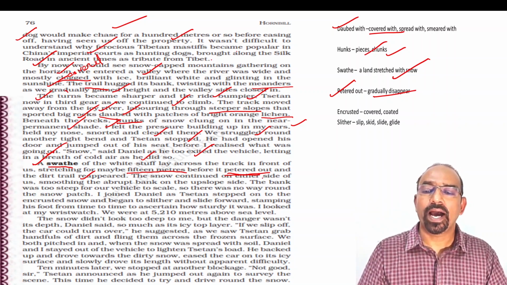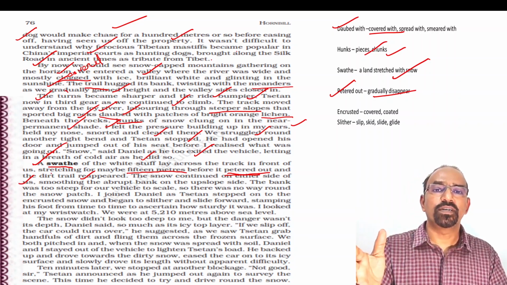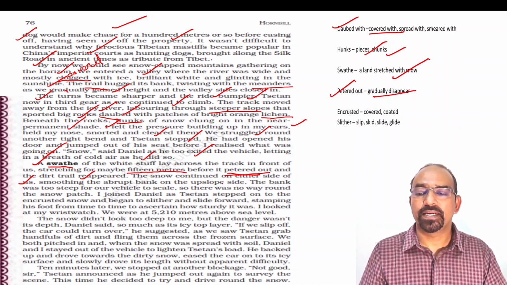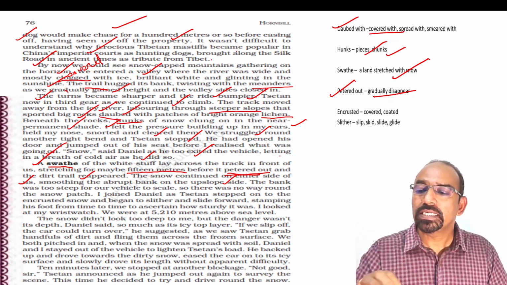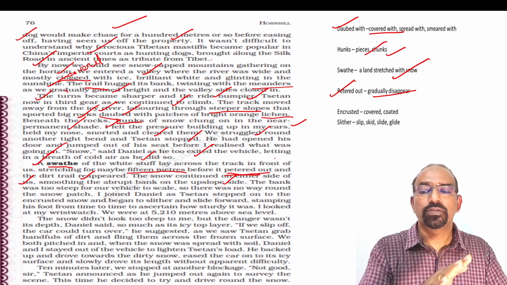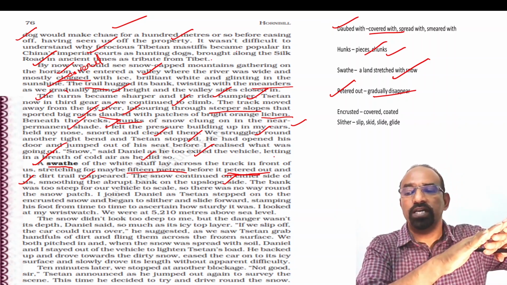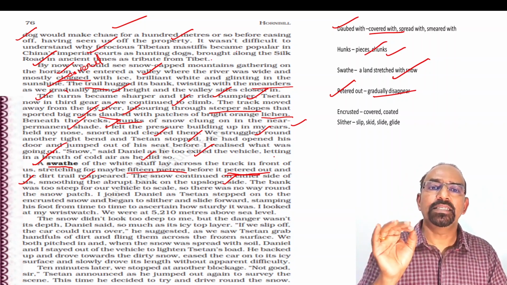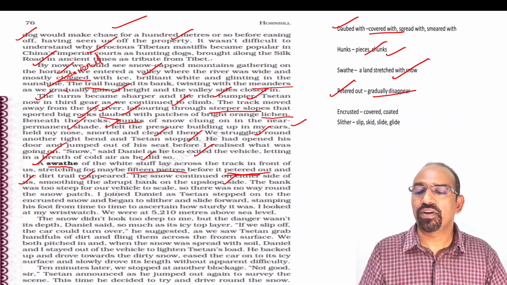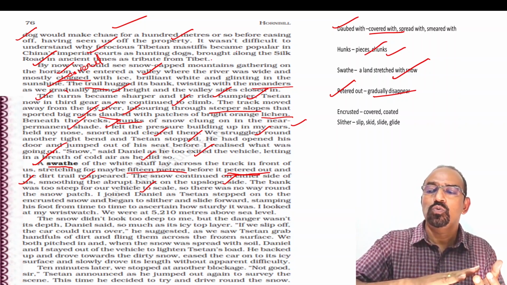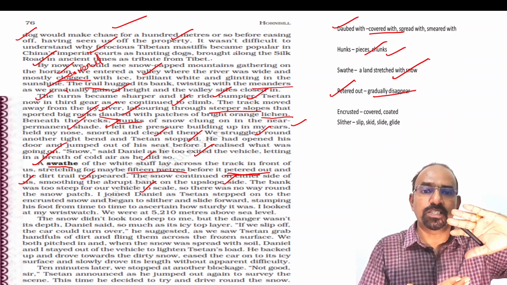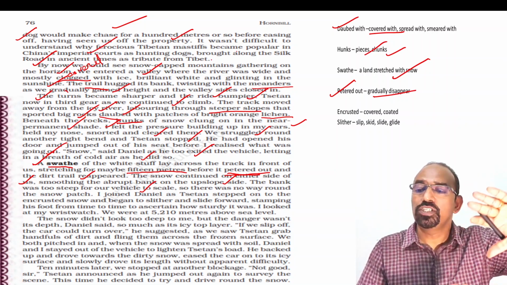The snow continued on either side of us. As they moved forward, they could see the snow on either side, smoothing the abrupt bank on the upslope side. So it was very dangerous to drive along that slope. The bank was too steep for our vehicle to scale. To scale up, to ascend, was very dangerous because it was so steep.